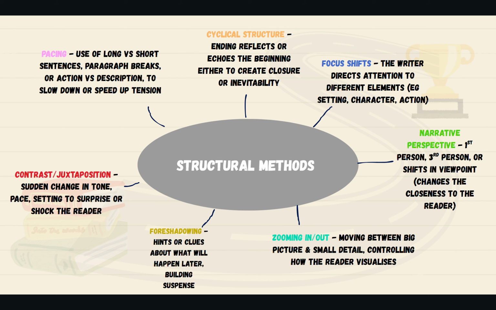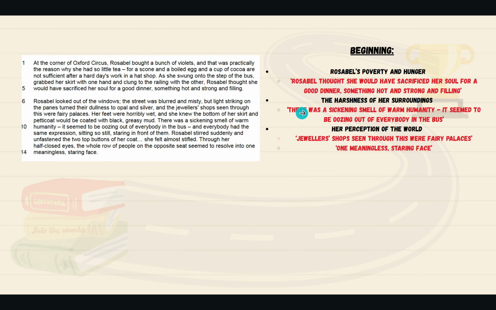So I've put the beginning here and I've focused on what's happening in this part. In this part of the text, you can pause it and have a little read. I've said the text focuses on Rosabel's poverty and her hunger, as well as the harshness of her surroundings and her perception of the world. And then I'm going to have a look at some quotes which support each of these points happening at the beginning.